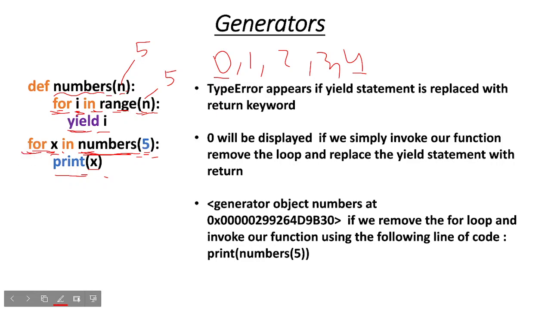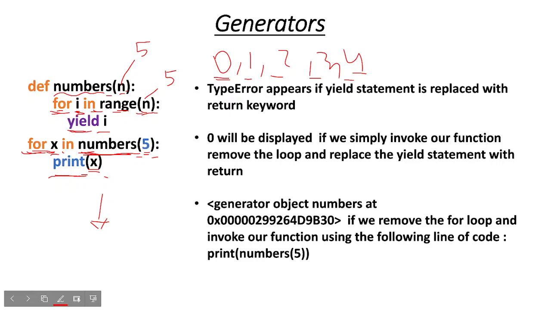So we can apply the for loop to our function, and since we have placed the print function here and the x variable as an argument inside the parentheses, we will have the values 0, 1, 2, 3, and 4 displayed in our console as a result. So this is how the yield statement is utilized inside the function.